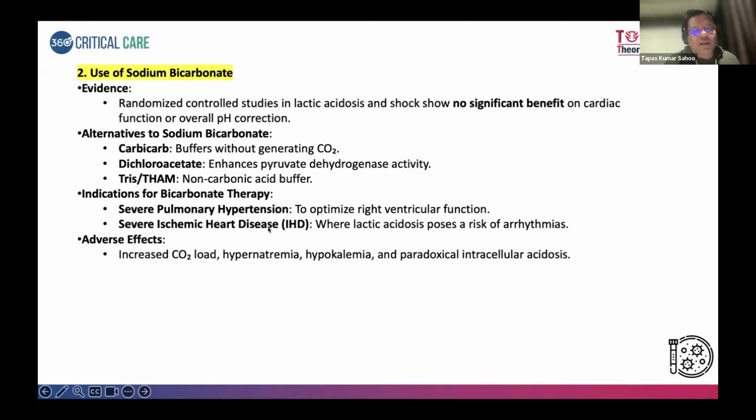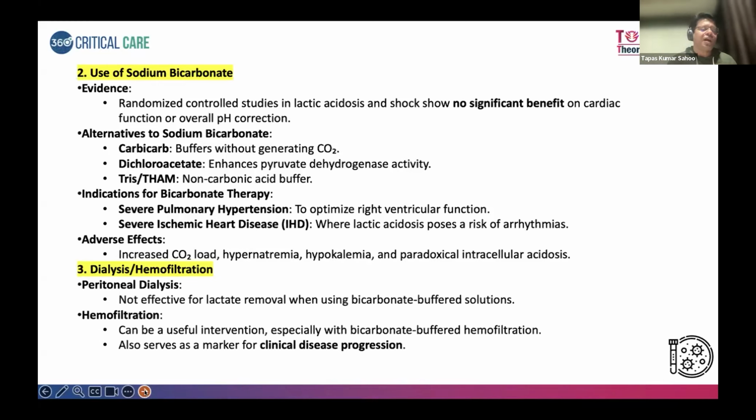Now, the indication of bicarbonate therapy is where you are trying to reduce the lactic acidosis for better cardiac contractility. So, severe ischemic heart disease, severe pulmonary hypertension. Now, at the end, if you are still not able to treat the high lactate level, you can subject your patient to dialysis or hemofiltration. Though hemofiltration can be a useful intervention, the lactate production has to be stopped. The dialysis cannot stop the production of lactate. It will be removing the excess lactate, but in case of severe sepsis or septic shock, you are unable to control the ongoing sepsis or inflammation that is happening in the body.